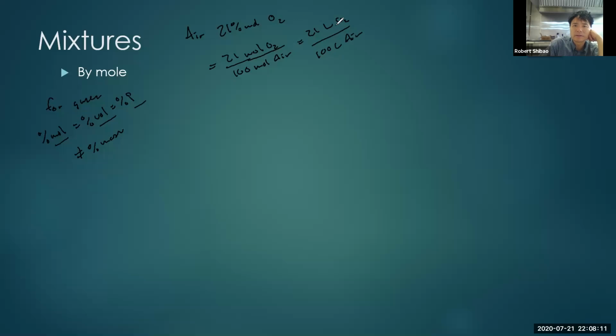We're going to talk about this later, which is equal to 21 atmospheres of O2 for every 100 atmospheres of air. And so the percentage is the same whether we're using moles, liters, or atmospheres, or bars, or whatever units you want. You could use different units as long as they're volume and pressure units. And so what we're going to do is, actually, what should we do?